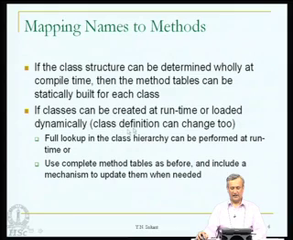Otherwise, if it is dynamic, then full lookup in the class hierarchy can be performed at runtime, no problem, because if I add a class at runtime, then I may not be able to build the entire table at compile time itself. Otherwise, use complete method tables as before and include a mechanism to update them when needed. So, if we add a new class, then for all the classes which are derived from this class later on, we create the method table at runtime. So, that is what this really is.